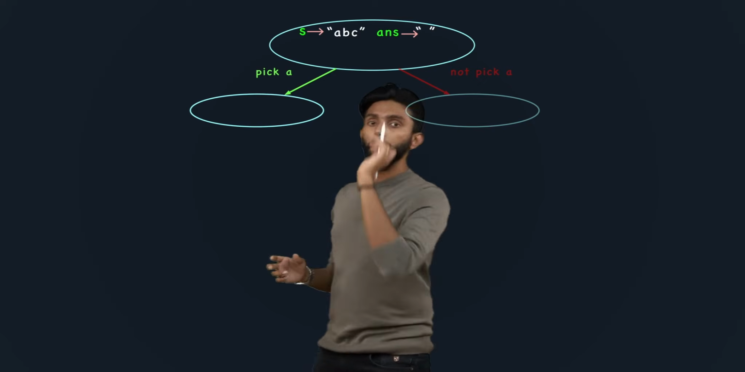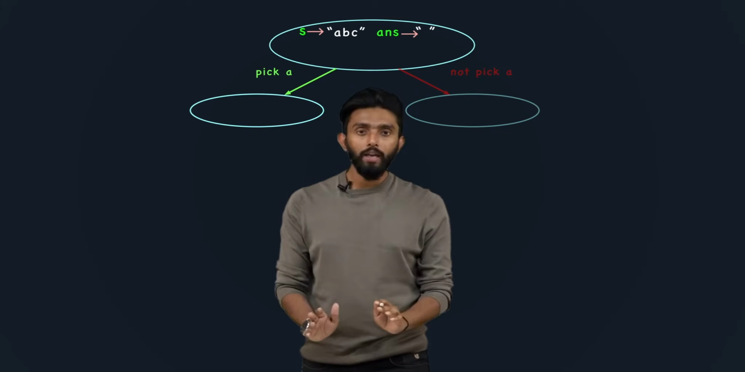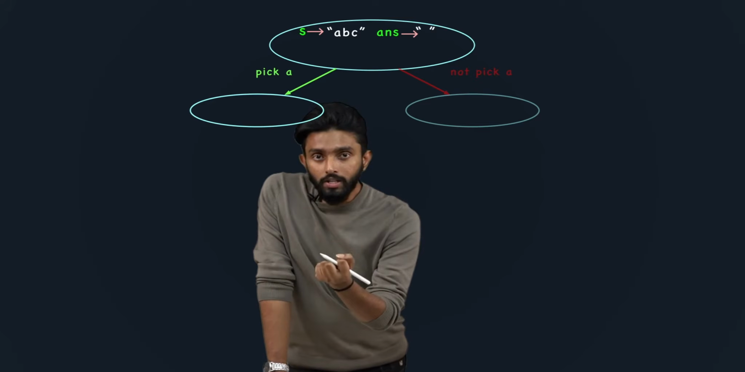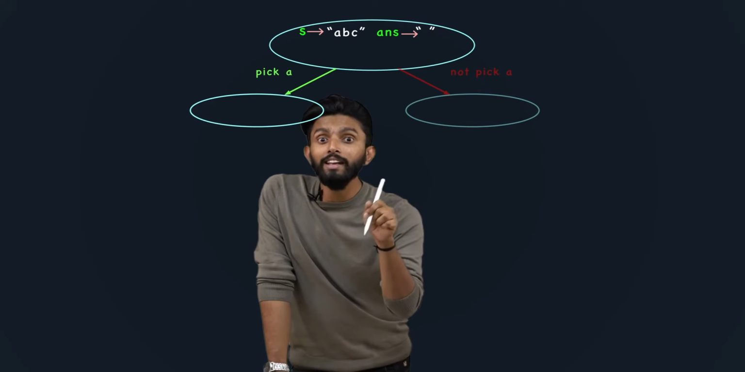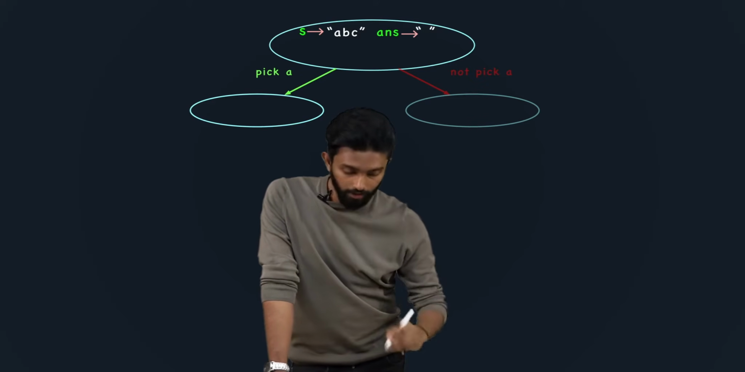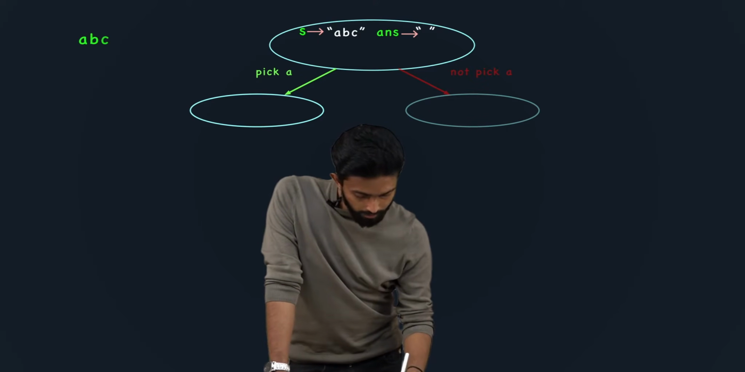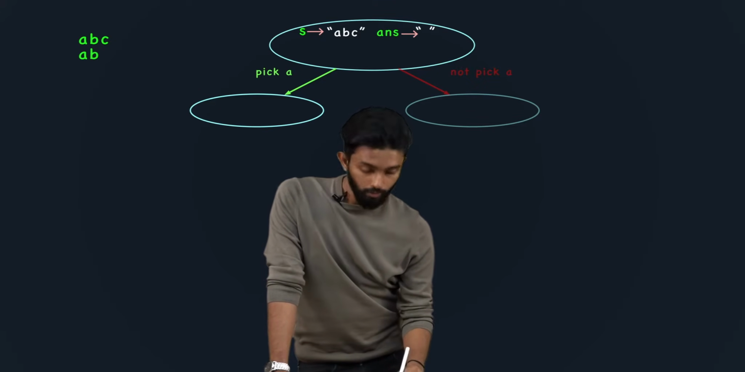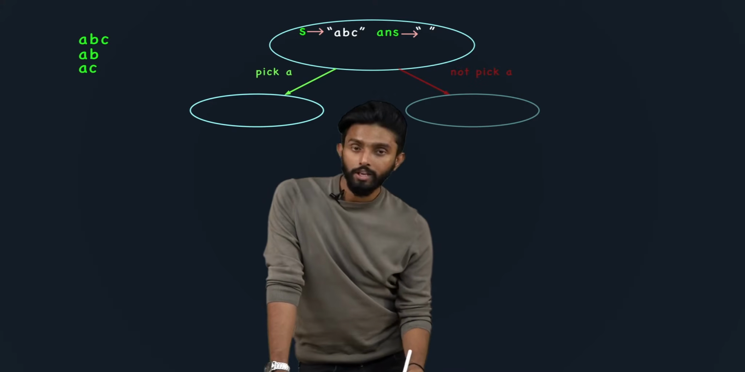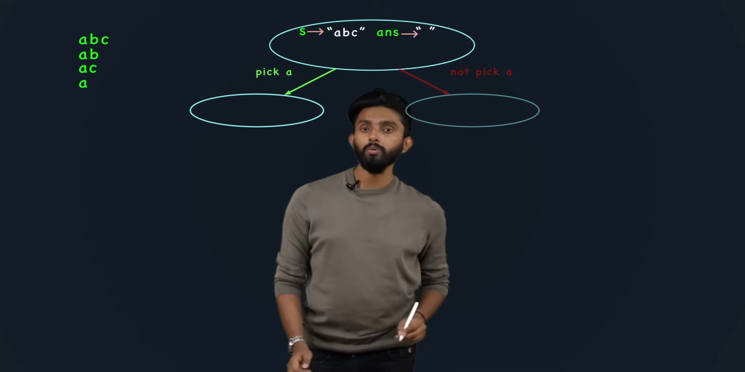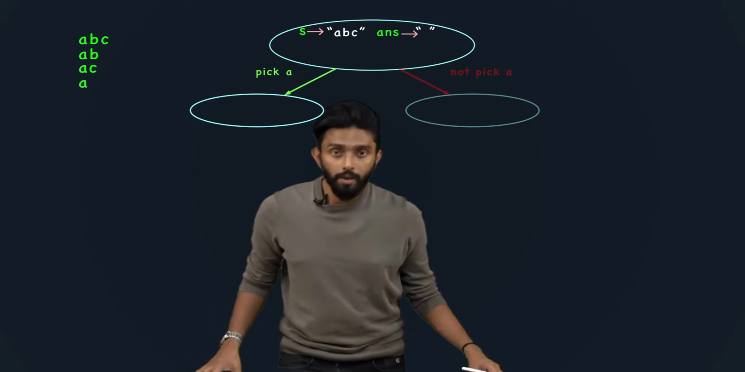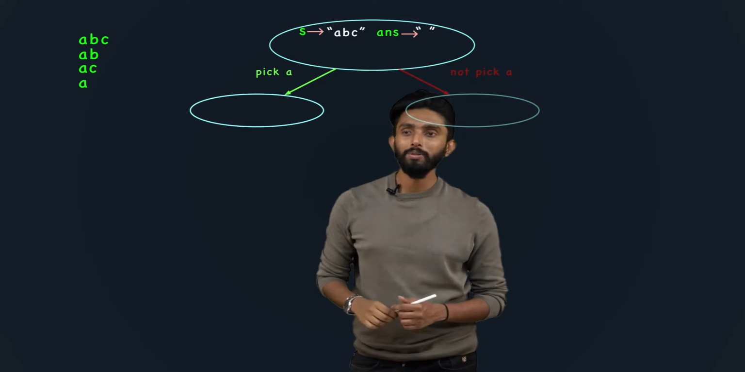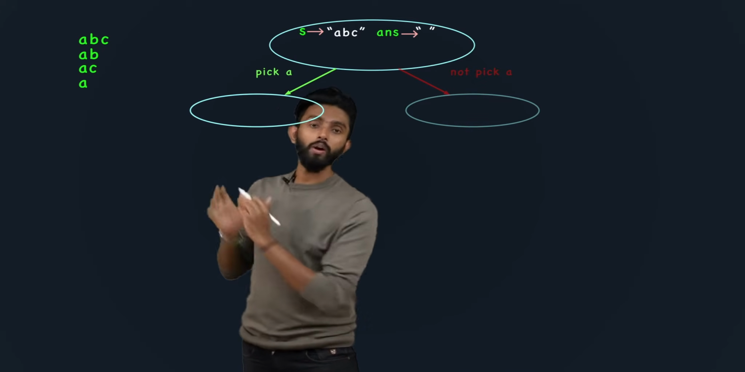Now what do you mean by pick A? You're saying if you pick A, you are now trying to generate all such subsequences of ABC which contain A. Now what are the subsequences that contain A? Would you agree ABC is one subsequence? Would you agree AB is another? Would you agree AC is another? Would you agree A is another? These are the only subsequences which have picked A in them. I hope you're able to understand that this is what I'm trying to generate.